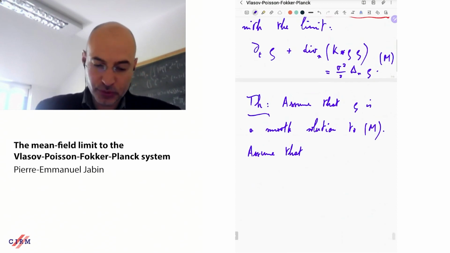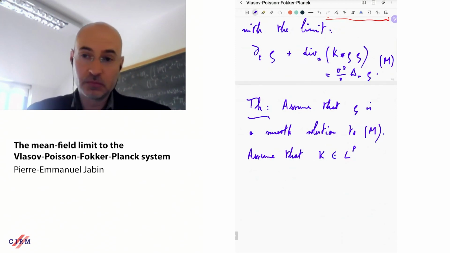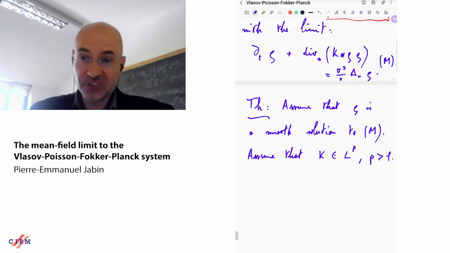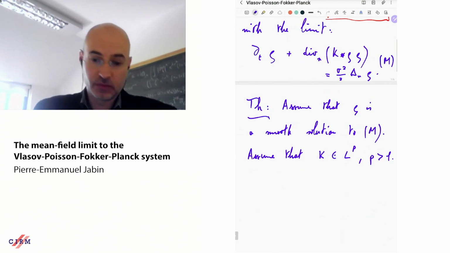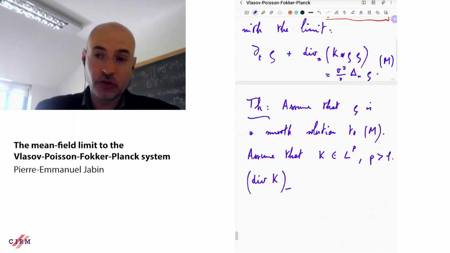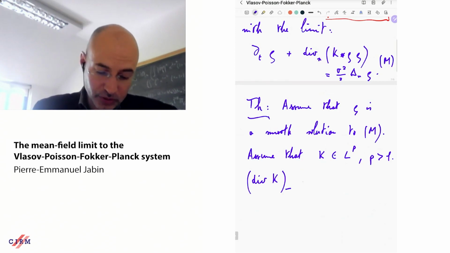And I'm going to assume that K is in L^p for some p strictly larger than 1. And I need an assumption on the divergence of K, and only on the negative part of the divergence of K. The positive part can do whatever it wants. The negative part of the divergence of K, I'm going to assume that it's bounded.